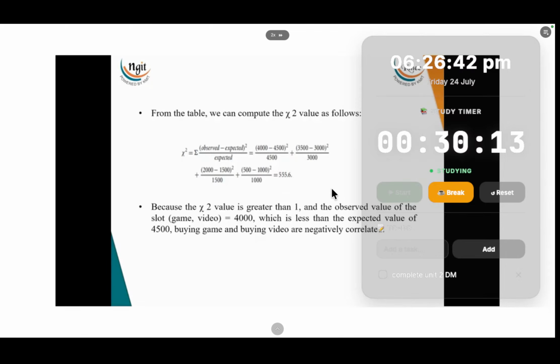This value is greater than 1, right? And we also see that the expected value is more than the observed value. When you look at the video and game which are bought together, the observed value given is 4,000, but the expected value for that is 4,500. So the expected value was more. So by this we can say that it is negatively correlated.